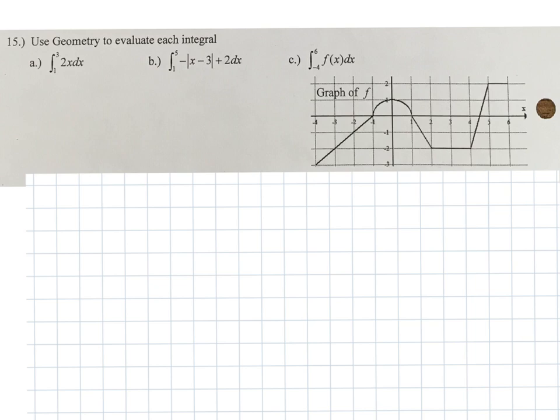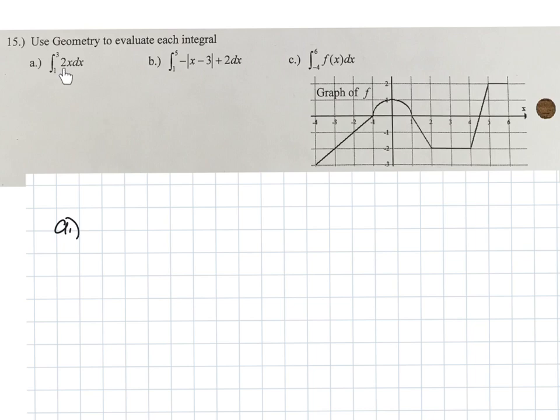Okay, number 15, last but not least, we are going to use some geometry to evaluate integrals. So I'll draw a sketch of what this integral represents and then use a formula from geometry to evaluate the integral. So letter A, I'm going to draw a sketch. Now on the test tomorrow, I will provide some graph paper like this, so it'll make these easier to sketch. So the integral from 1 to 3 of 2x dx.